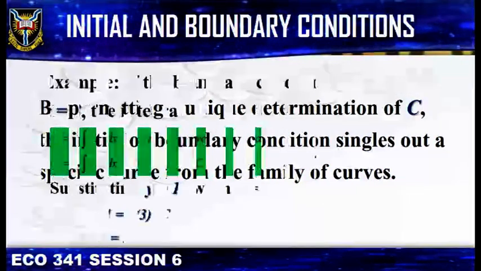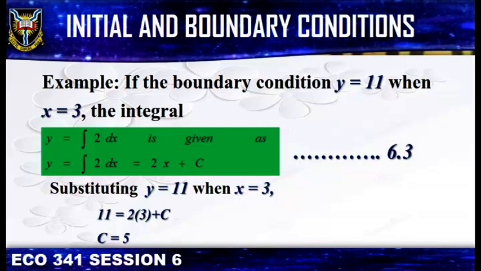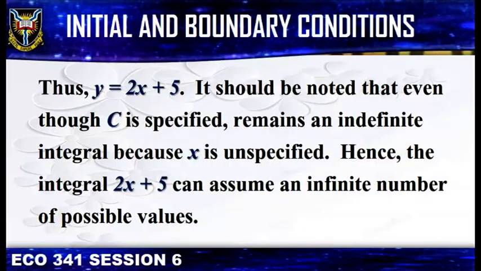Example, if the boundary condition is y is equal to 11 when x is equal to 3, the integral y is equal to integral 2 dx is given as y is equal to integral 2 dx is equal to 2x plus c. Substituting y is equal to 11 when x is equal to 3: 11 is equal to 2 into bracket 3 plus c. c is equal to 5. Thus, y is equal to 2x plus 5.